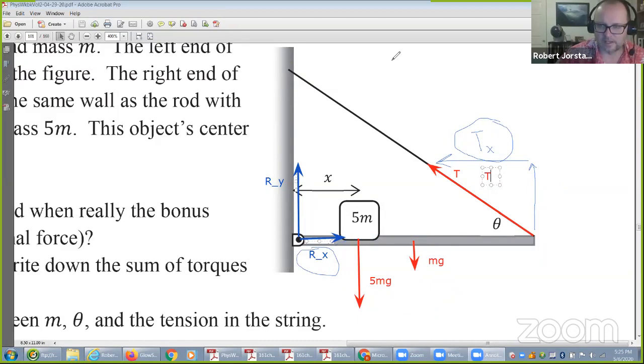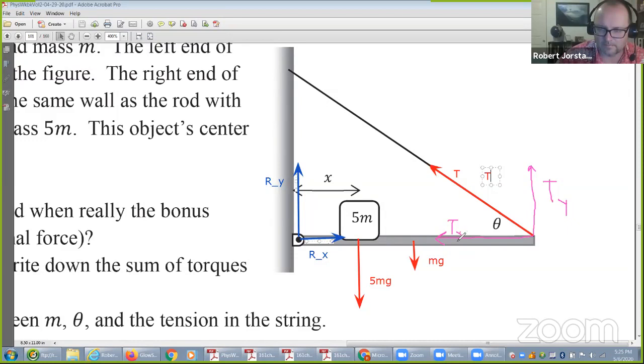Now I want to show you something else too. Okay. I would split up tension like this. This is tension in the Y direction. And this I would call tension in the X direction.